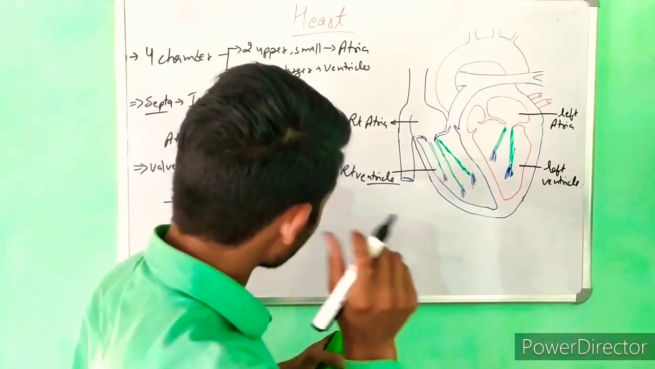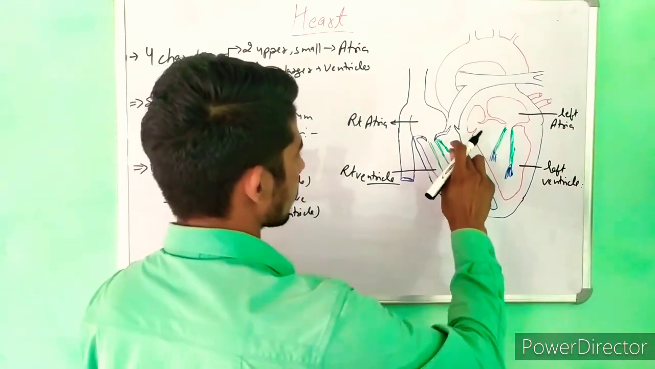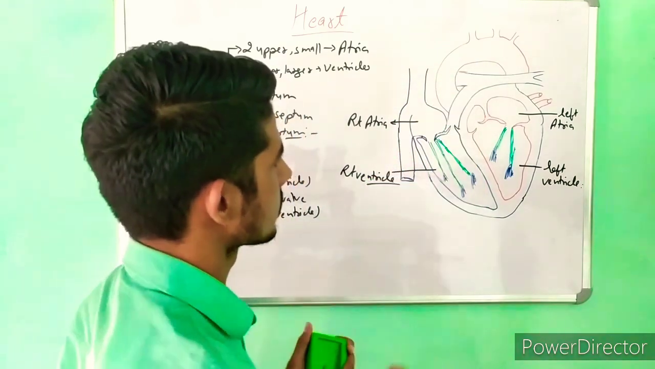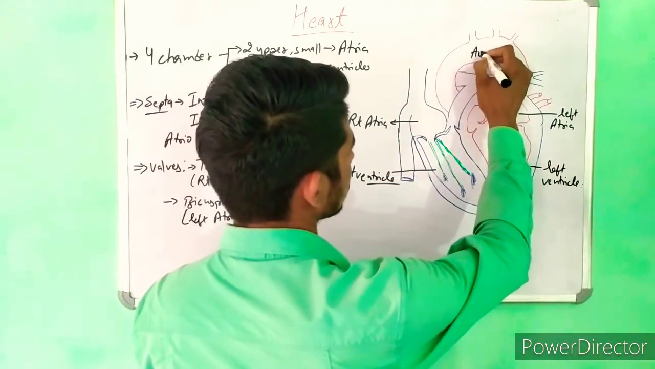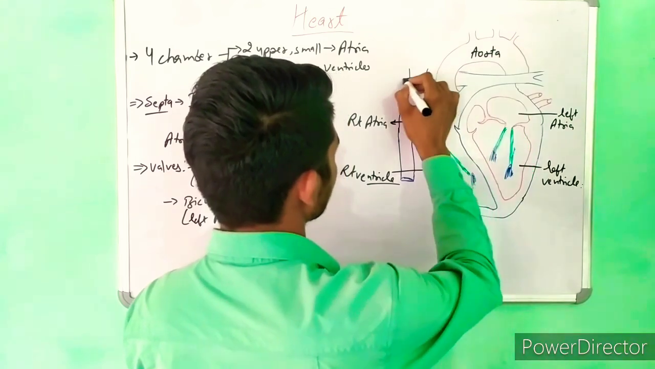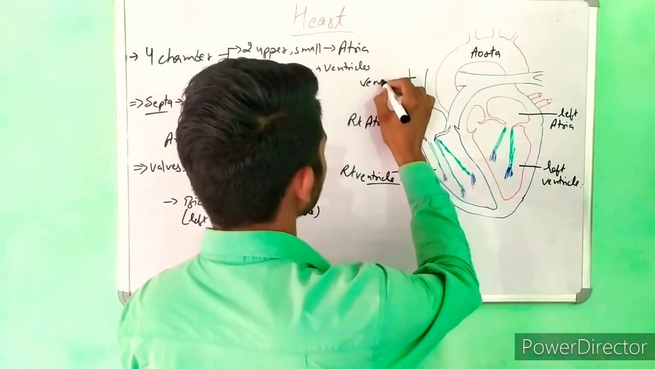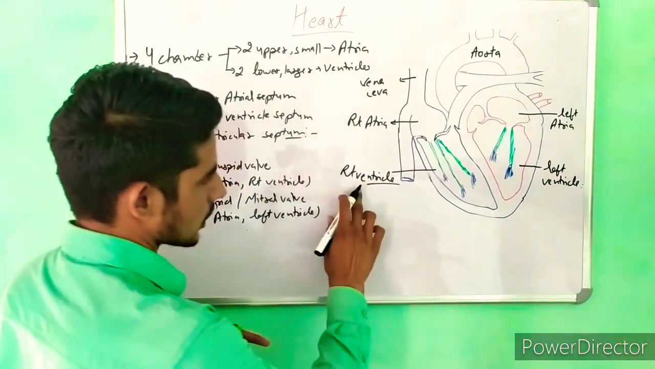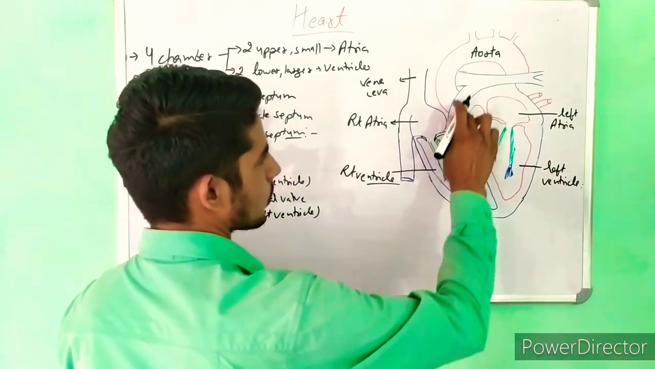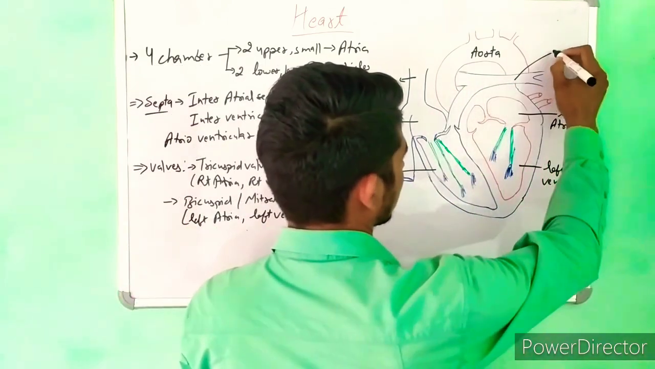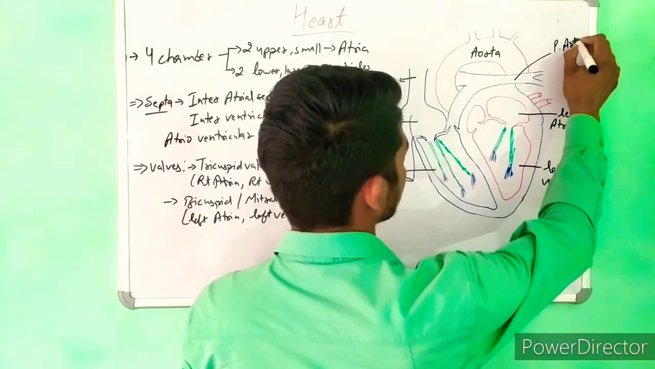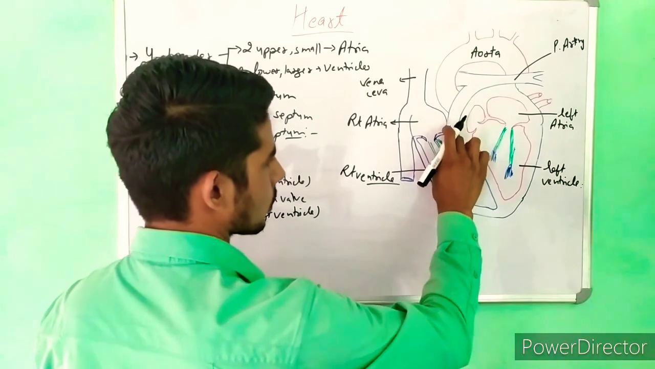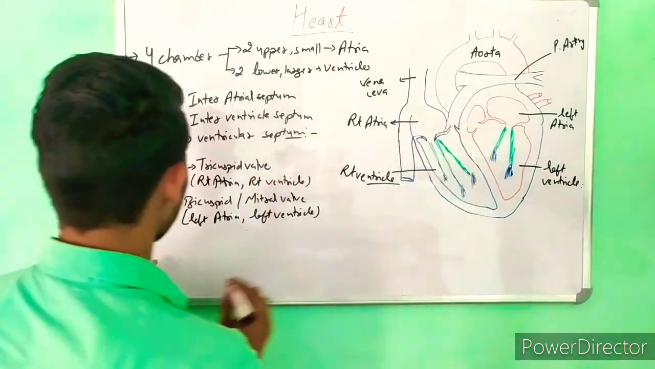And the blood flows in some arteries and veins. This is the aorta, this is the vena cava, and the blood from the right ventricle goes to the pulmonary artery. This is the pulmonary artery, through another valve which is called the semilunar valve. This is called the pulmonary semilunar valve.